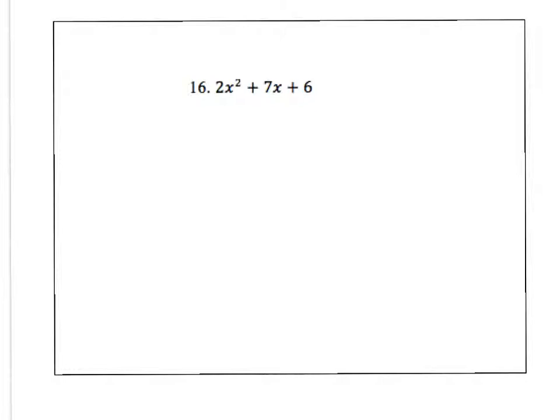Leading coefficient is not 1 now. It's still the same thing. Again, we factor the first term. 2x squared can be factored into 2x times x. For 6, I have 1 and 6, and I have 2 and 3. So I'm going to do it this way. Look here, I'm going to do positive 2, positive 3. So 2 times 3, I have 6.